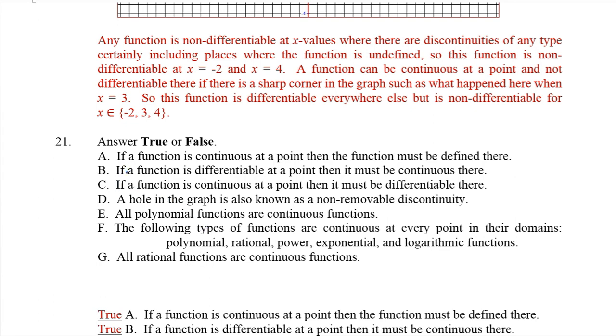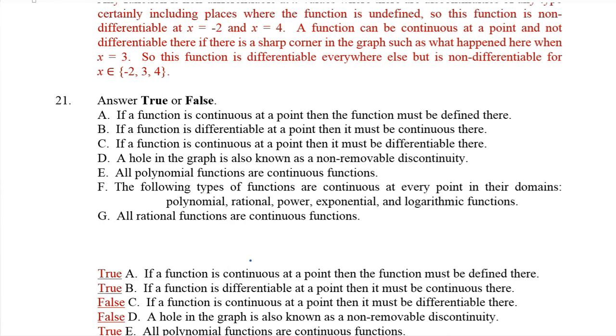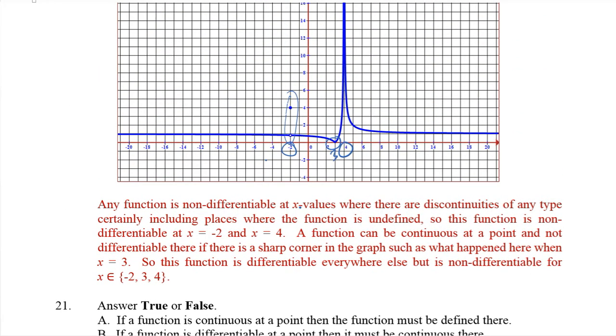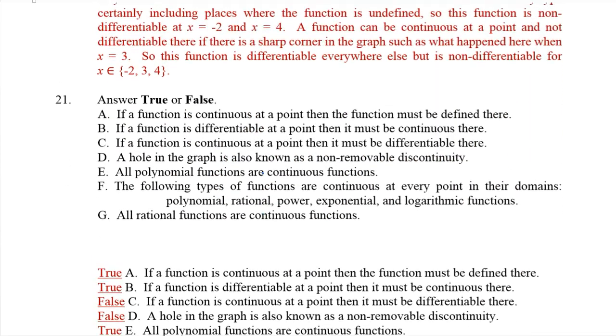C is the converse of that. If a function is continuous at a point, then it must be differentiable there. That is false. We've seen some examples where that doesn't work. We just saw that, for example, in this last example right here at 3. It's continuous there, but not differentiable. We had a sharp corner. Could also happen if we have a vertical tangent line.